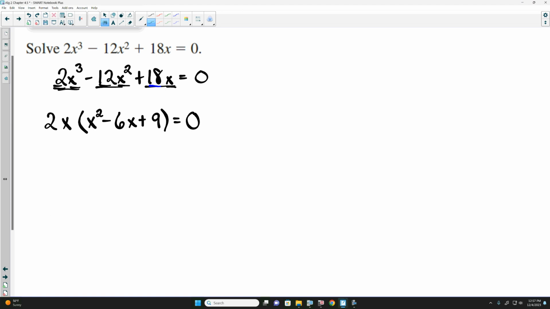So at the start of this, 2x cubed minus 12x squared plus 18x equals 0. Well, greatest common factor, pulling out that 2x, reduced it to x squared minus 6x plus 9. Well, x squared minus 6x plus 9, we can factor those. We've done those. We did that in chapter 3. So there's a good chance we can factor this quadratic here, as long as it is indeed factorable. Questions on this so far?